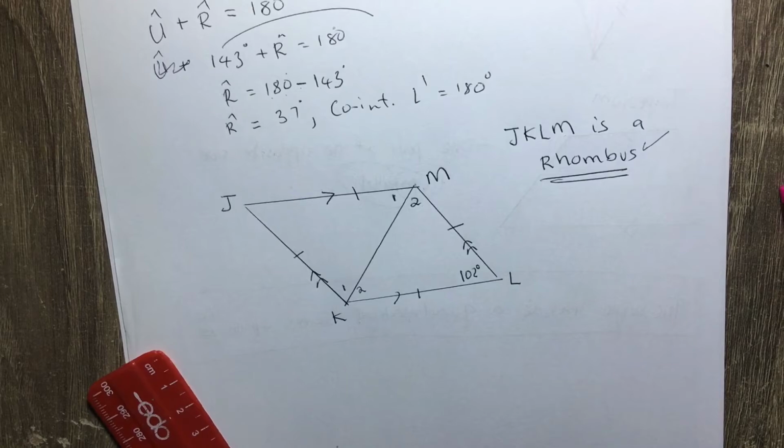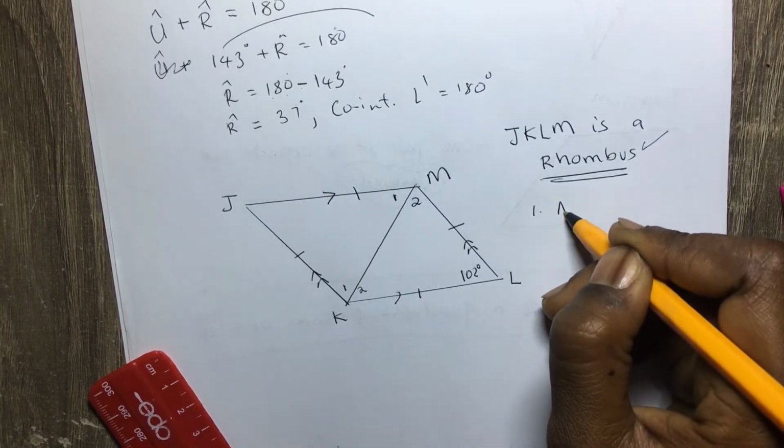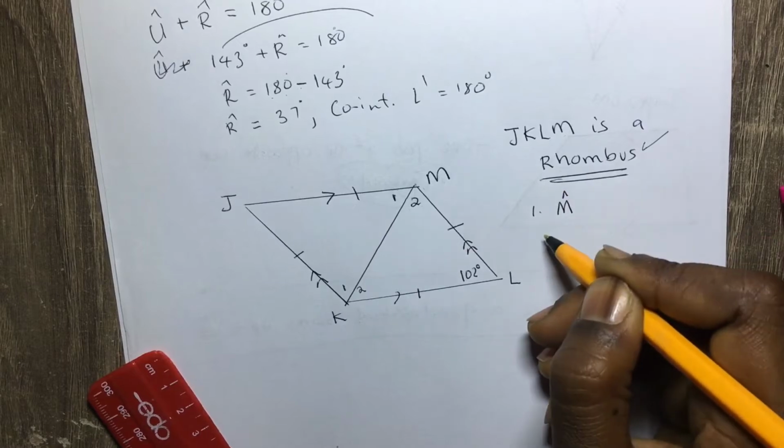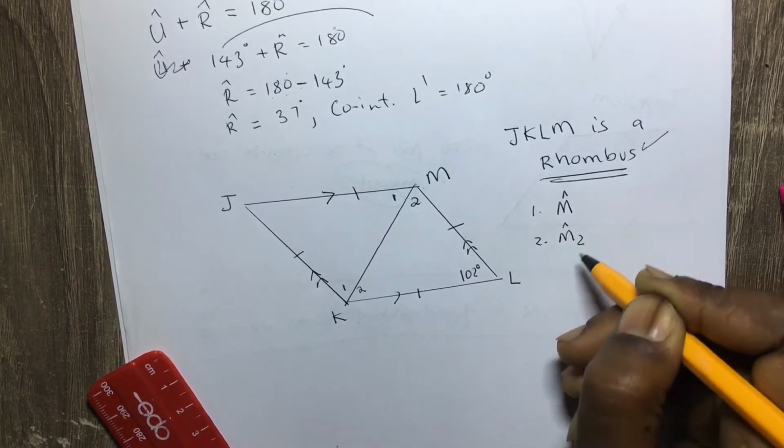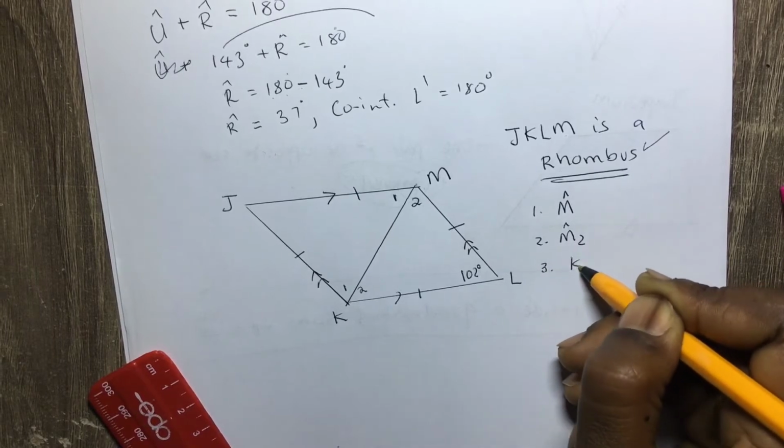Okay, so let's do the questions. The question says calculate the following. The first question, they want angle M. Number 2, they want angle M2. Number 3, they want angle K1.